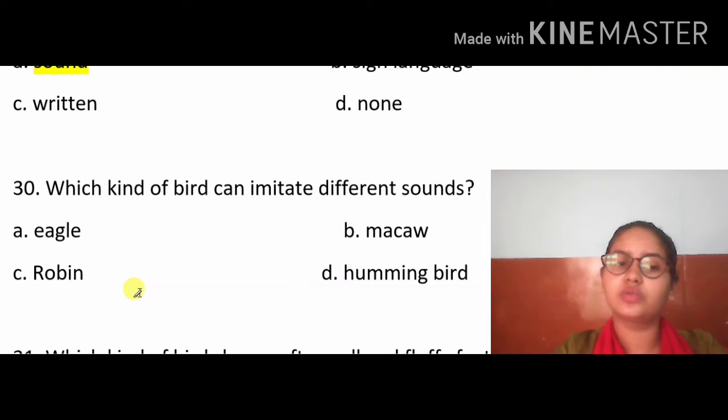So which one can do? That is hummingbird. Okay, hummingbird can imitate different sounds. So I'm going to take B as the answer.